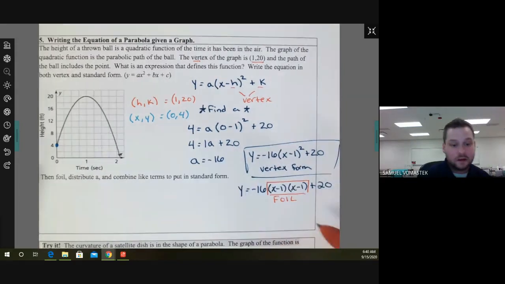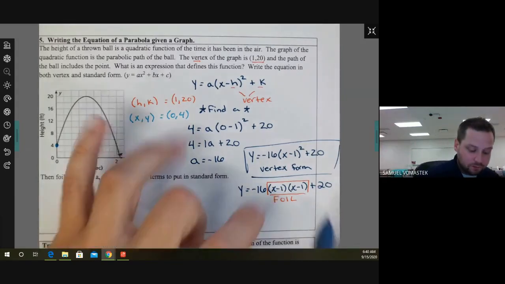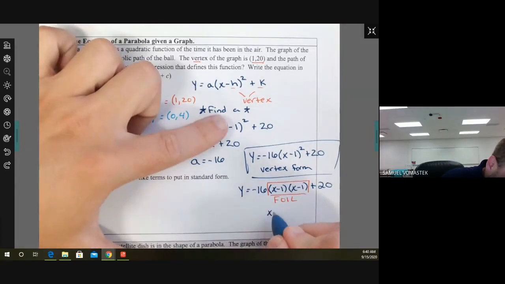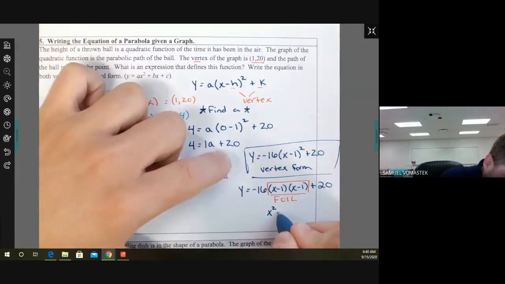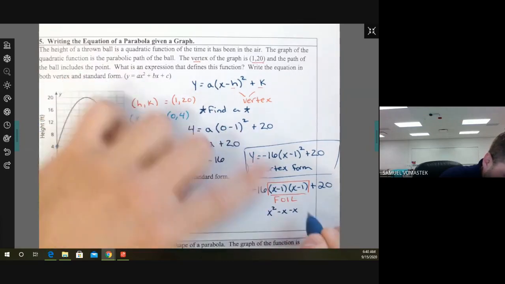What FOIL tells us to do is you go first, outer, inner, and then last. So my first, x times x, is going to give me x squared. My outer is going to be minus x. My inner is minus x. And then my last would be plus 1.